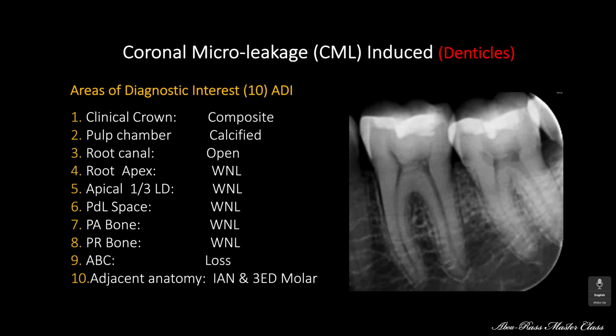R2, we're going to focus on the areas of diagnostic interest. I'm going to focus on the radiograph, and you have the 10 ADIs here. Essentially, what we see is a composite restoration in the crown. Focusing on the pulp chamber, we see denticles and some opacities. The canals are open or patent. Everything else is within normal limits.